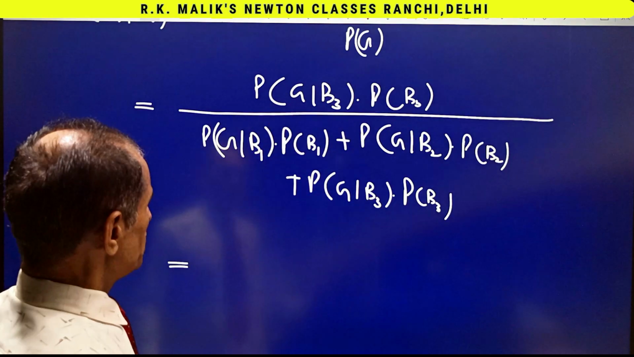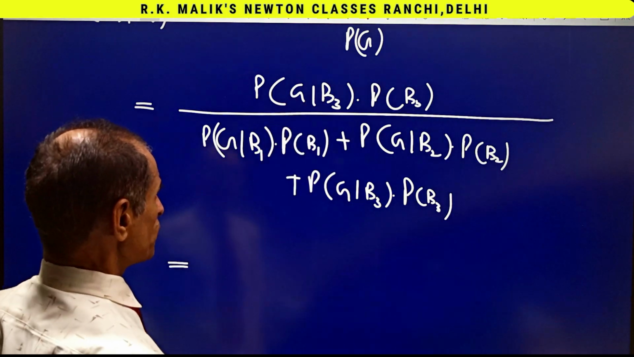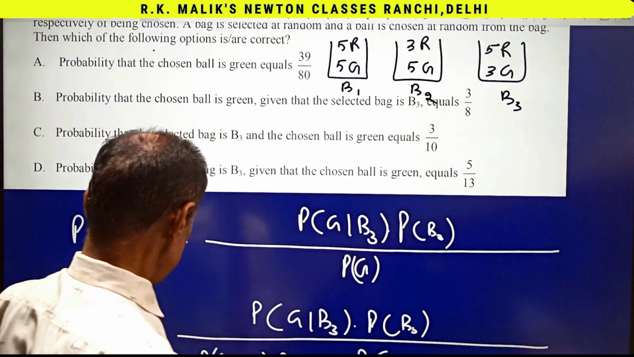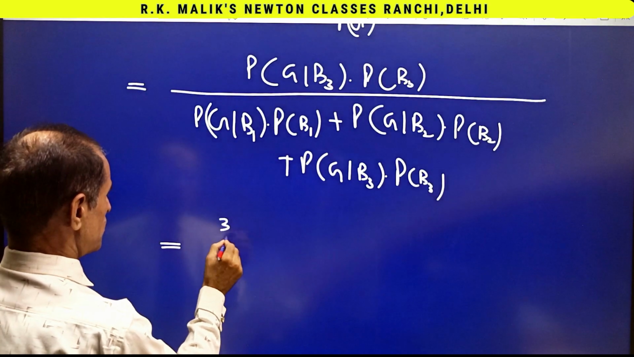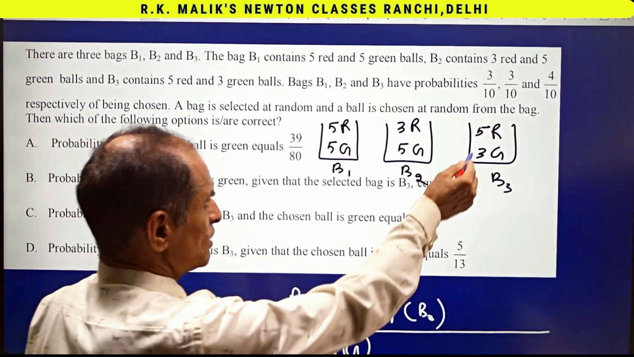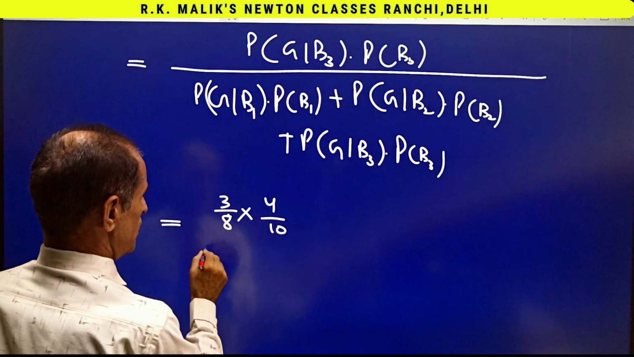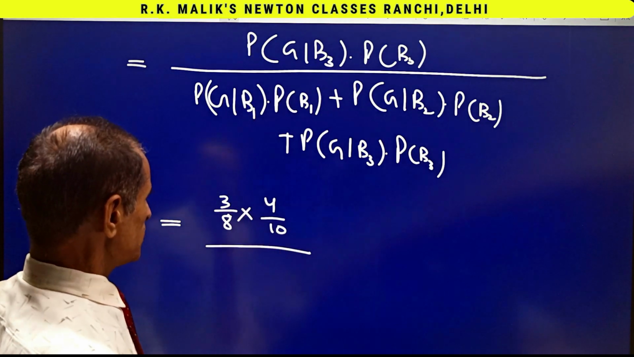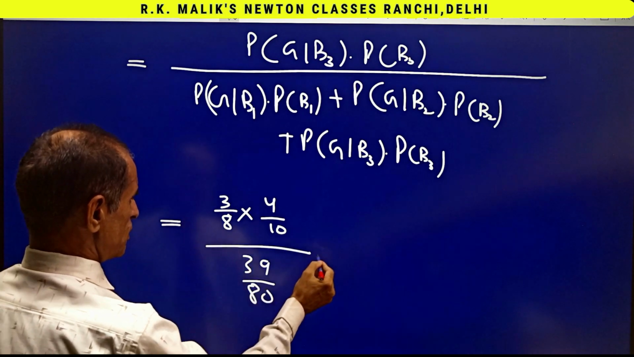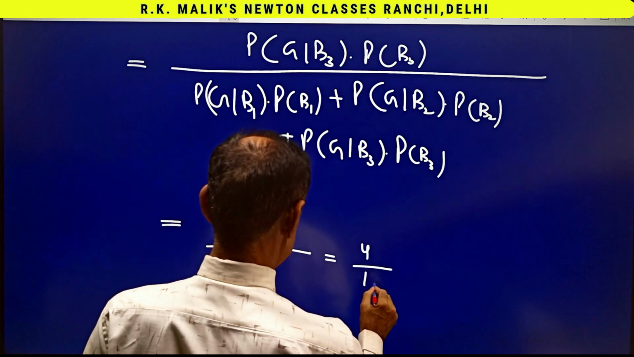This is equal to the probability of G when B3 has already happened, meaning the probability of selecting a green ball when we know that we have selected the bag B3. This is clearly 3 by 8, times the probability of selecting the bag B3, which is clearly 4 by 10. And the value of the denominator we have already calculated in the first step, that was 39 by 80. As I get 4 by 13.